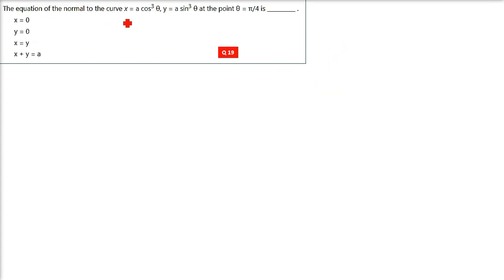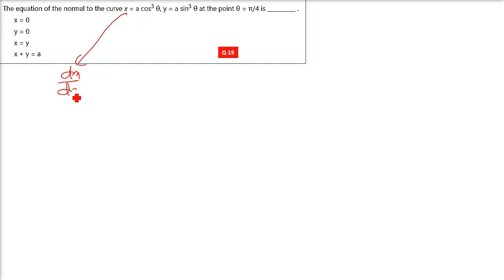The equation of the normal to the curve, these two, at theta equals pi by 4. Now we have to find out the equation of the normal. Please remember, I'll do a certain thing and then I'll come back to the normal. So first, x is this one. The basic thing what we do.